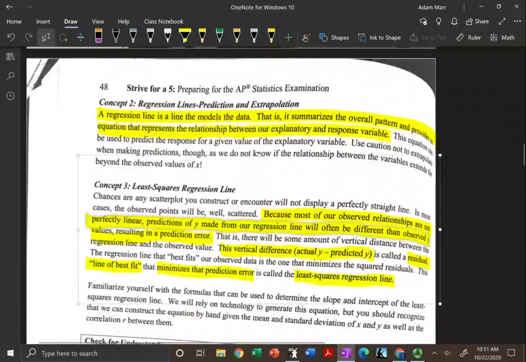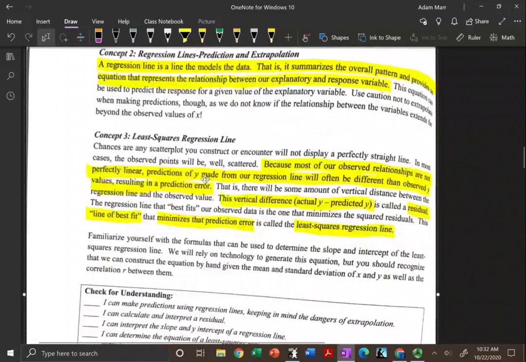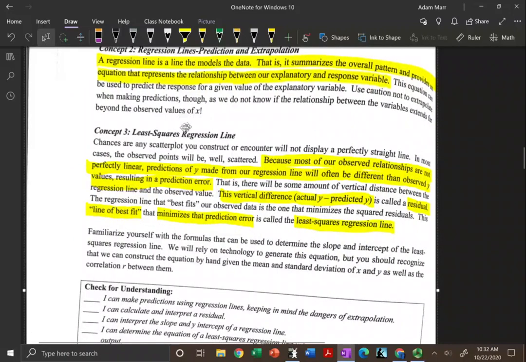Concept 2, a regression line is a line that models the data. That is, it summarizes the overall pattern and provides an equation that represents the relationship between our explanatory and response variable. This equation can be used to predict the response for a given value of an explanatory variable. Use caution not to extrapolate. We just talked about that, making predictions way outside of the observed X values.